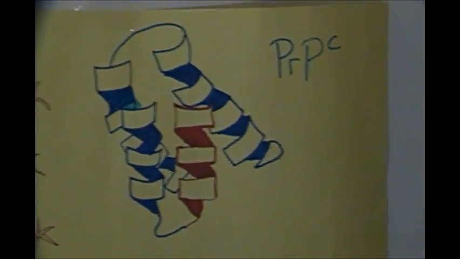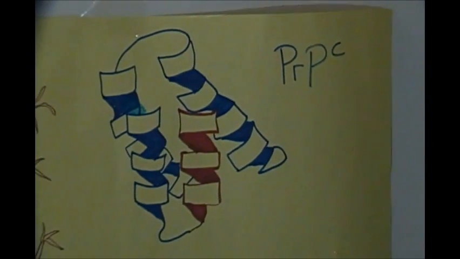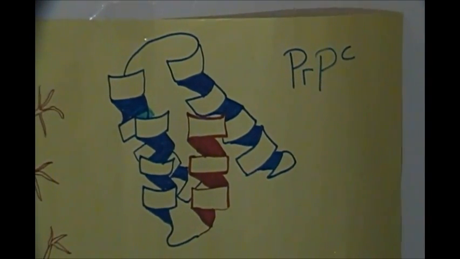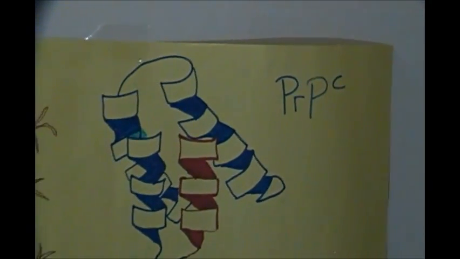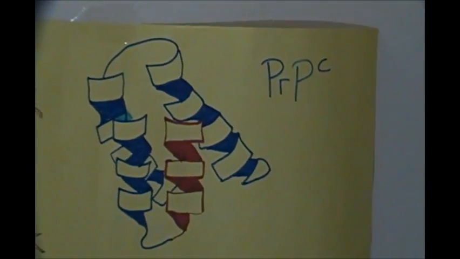Evidence has shown that the infectious agents associated with certain diseases of the brain, such as Creutzfeldt-Jakob disease in humans and mad cow disease in animals, may be a protein. This agent is called a prion, or a proteinaceous infectious particle.